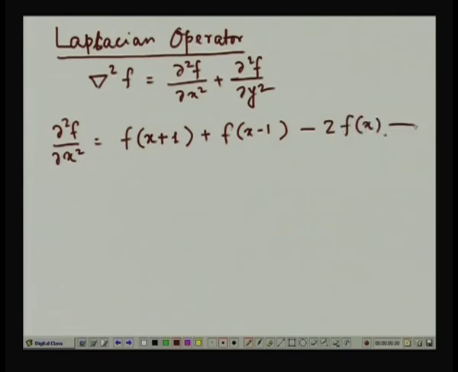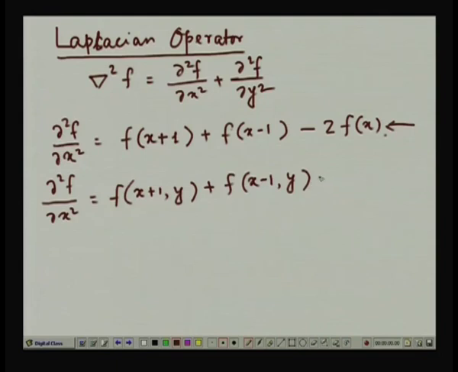So, this is in case of a one dimensional signal. In our case, our function is a two dimensional function, that is a function of variables x and y. So, for this we can write for two dimensional signal del 2 f del x 2, which will be simply f of x plus 1 y plus f of x minus 1 y minus 2 f x y.